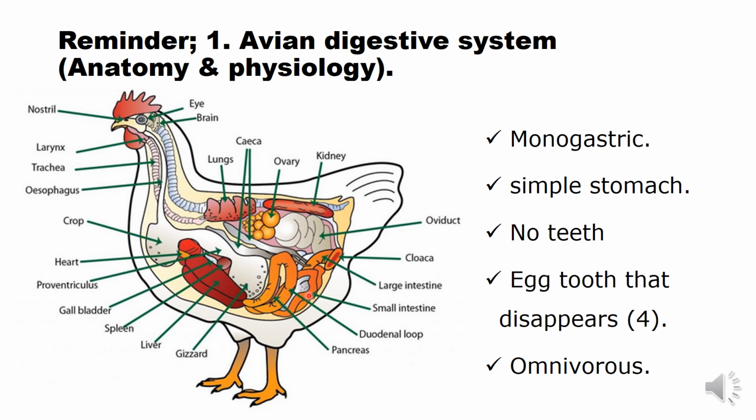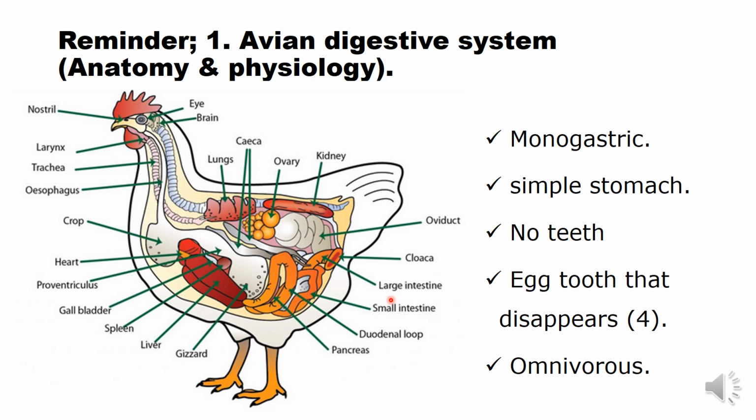The other organ that we see is the cecum. It's a twin blind pouch. It helps in fermentation of the cellulose. For the other side of the physiological part of these avian birds, they are monogastric, they have a simple stomach, they have no teeth.